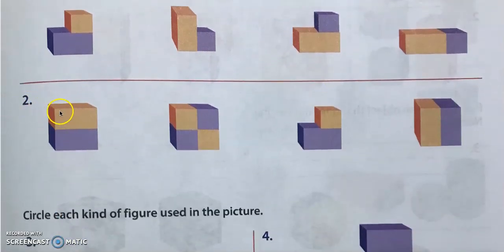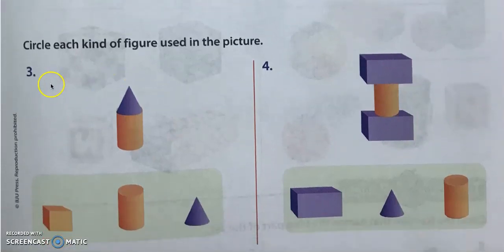Number two, two rectangular prisms, they made a bigger one. Actually, this is a cube. When they combine two rectangular prisms together, it becomes a cube. This one looks like a cube too. This one definitely has a different shape. This is a cube as well. So we're going to circle this one, and this one. They look the same.